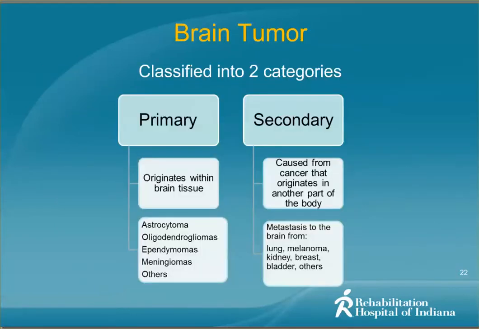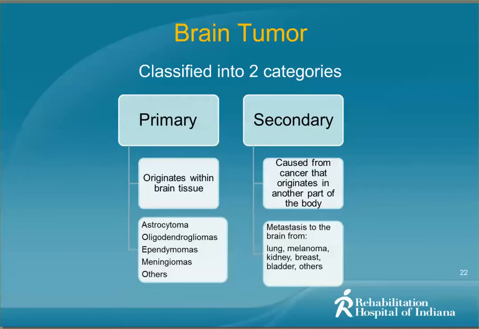As far as our next one, brain tumors, I could spend, of course, all day talking about the different kinds of brain tumors, so I really just kind of condensed this information. If we classify them into two basic categories, you've got your primary and your secondary tumors. Primary brain tumors originate within brain tissue. Those are your astrocytomas, oligodendrogliomas, ependymomas, meningiomas, and then there's some other less common. Your secondary are going to be caused from a cancer that originates in another part of the body. These are considered metastatic tumors. The most common places for those to originate from would be the lung, so lung cancer, melanomas, kidney cancer, breast cancer, bladder, and then there's some others that can also metastasize to the brain.